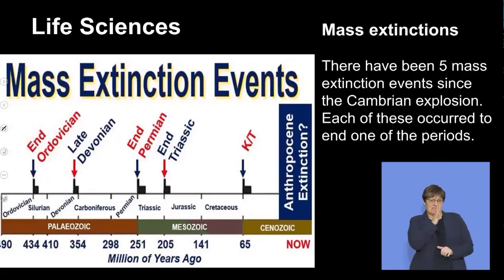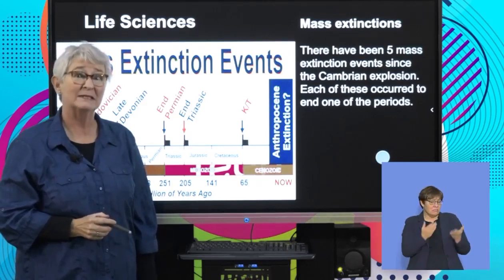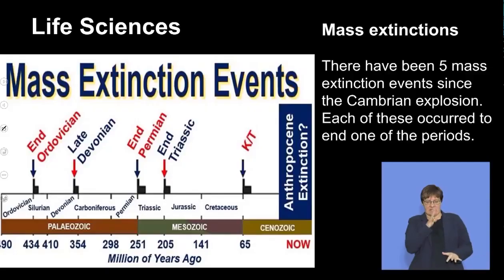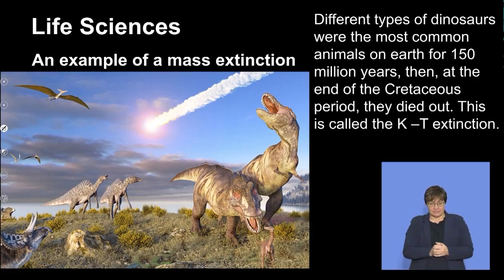And in the geological timescale, there have been 5 mass extinctions throughout geological time. If we have a look, the first one is at the end of the Ordovician, then the Devonian, then the Permian, then the Triassic period, and this is the one which we know the most about because that's the Cretaceous Tertiary extinction, which is when the dinosaurs died out.